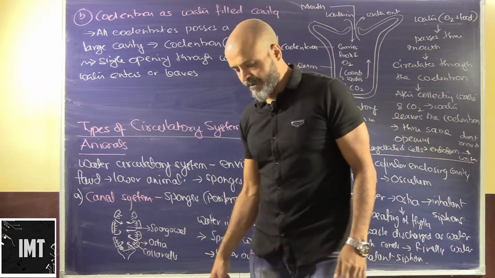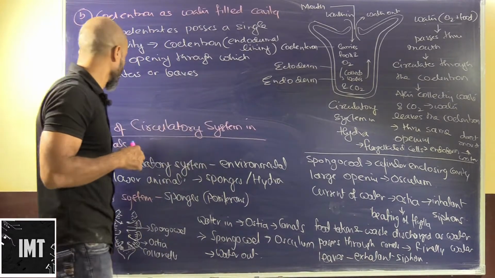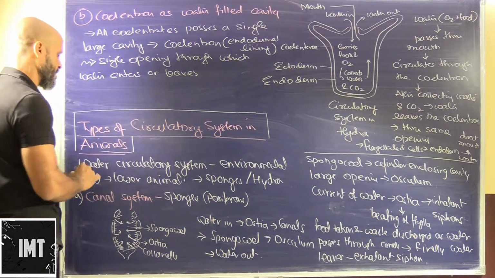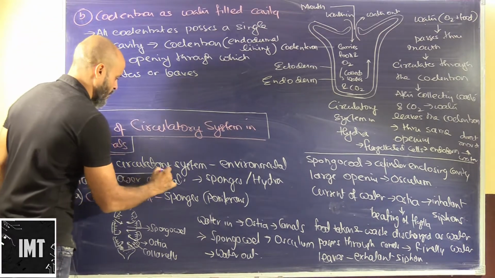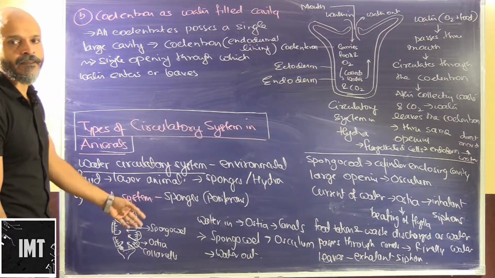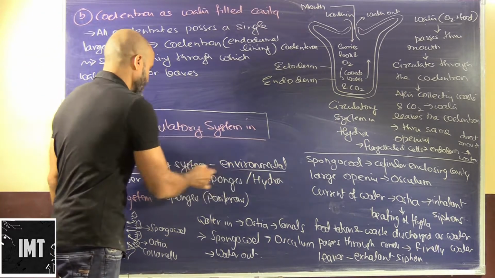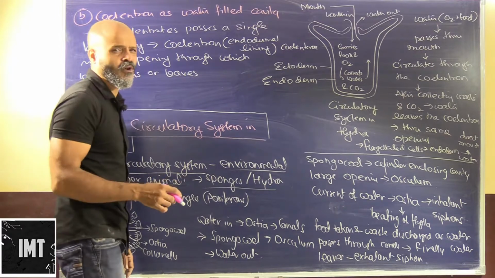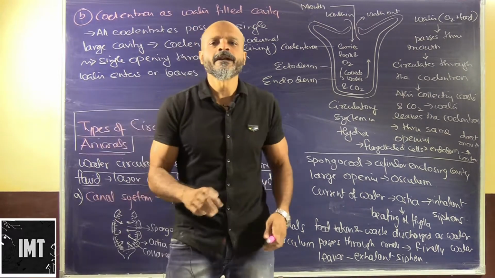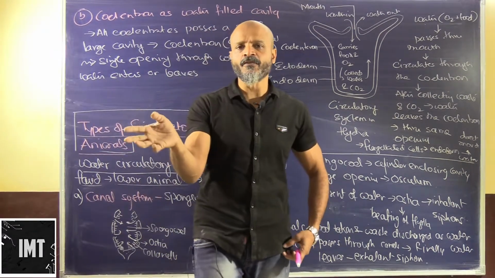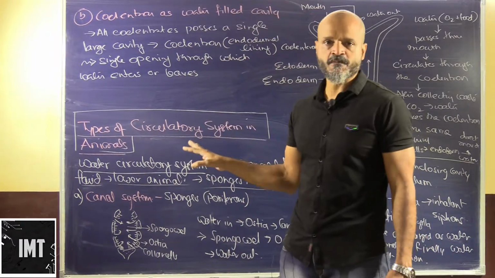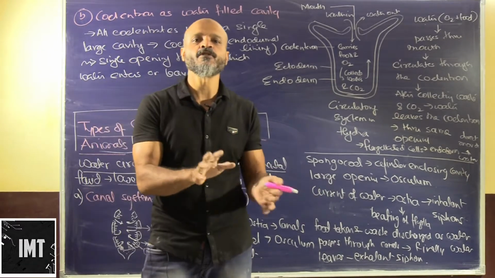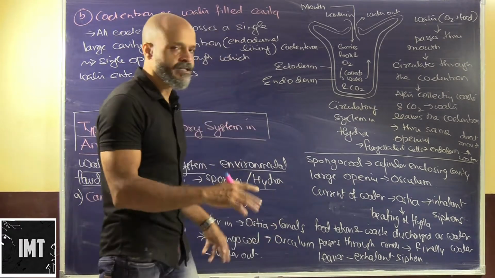Okay, so now we will look into the canal systems. We have different types of circulatory systems in animals. The first one is basically the water circulatory system. So what happens in the water circulatory system? We have environmental fluid, and it generally is seen basically in sponges and hydra. Here the environmental fluid takes part in the transport. So there is no special fluid from the body's end, let's say cytoplasm or even the blood. Just the environmental fluid.